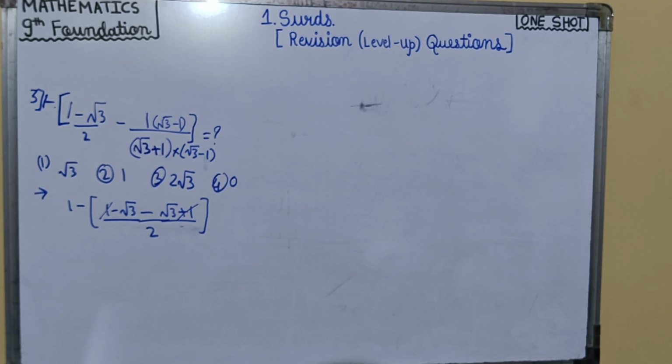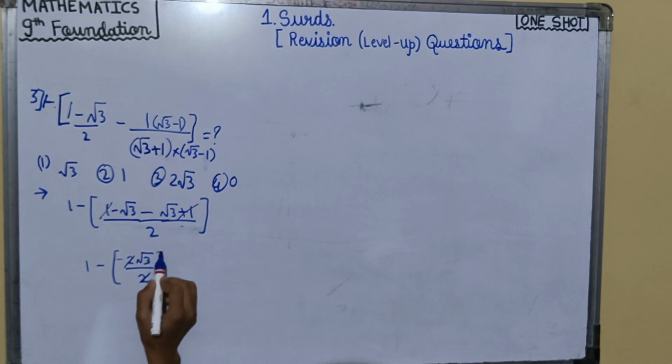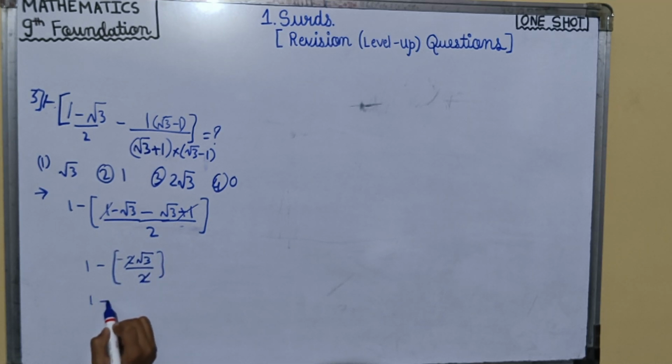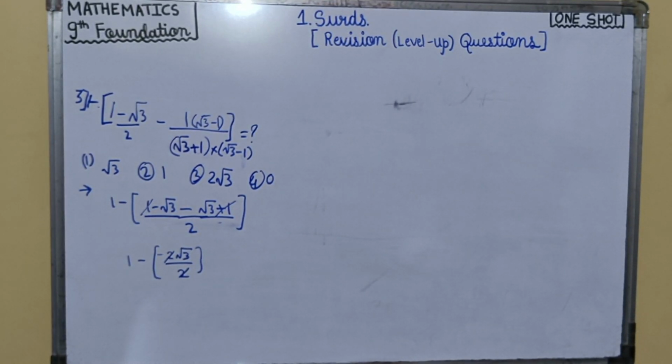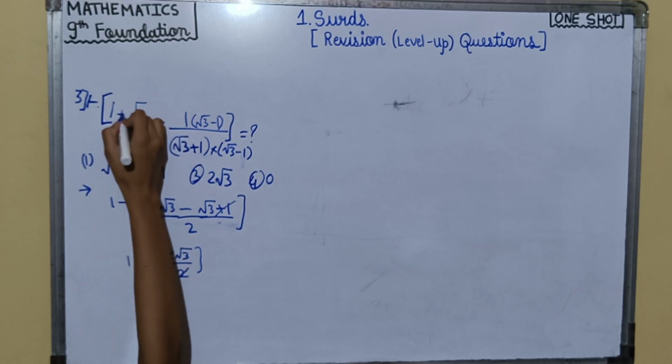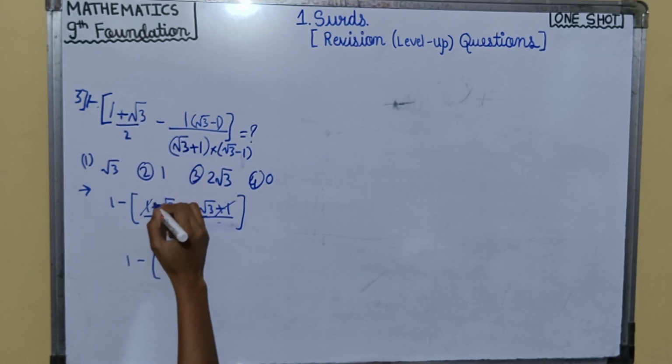Then we will get minus 2 root 3 upon 2. 2 will get cancelled, and this was in bracket. 1 plus root 3. There was plus over here. So we'll change accordingly. It is plus.